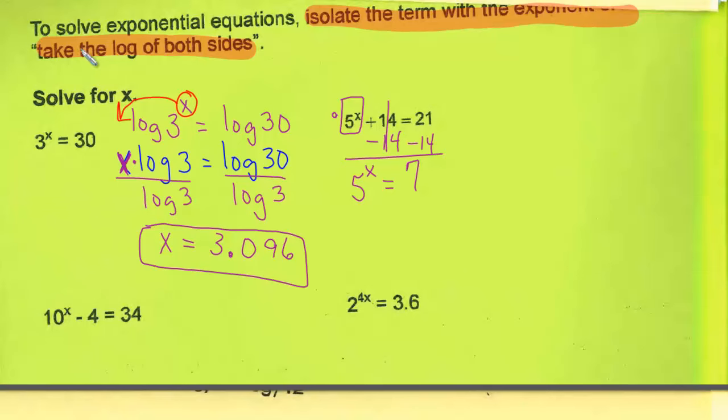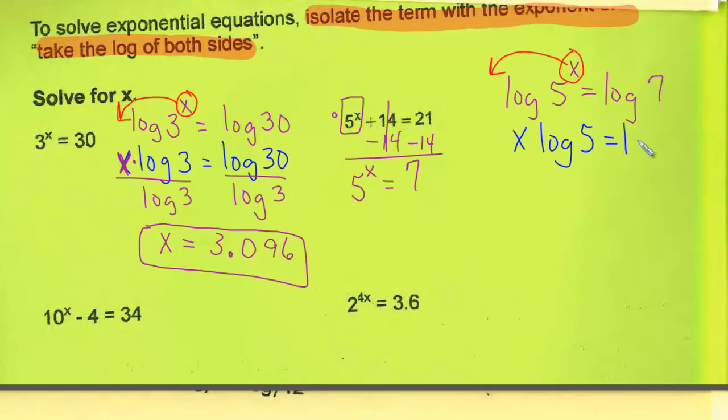So now I take the log of both sides. So this is exactly the same problem as we had over here from this point. So log of 5 raised to the x is equal to log of 7. The next step is to bring the exponent to the front. X times log of 5 equals log of 7. And since we're multiplying log 5 to x and we're solving for x, divide both sides by log of 5. So x is equal to log of 7 divided by log of 5.